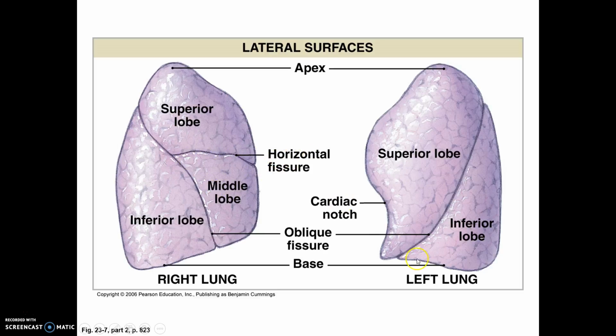So notice that I actually have what's called an oblique fissure, one fissure that separates 2 lobes on my left lung, but I've got 2 different fissures on the right. I've got an oblique fissure and a horizontal fissure, and these 2 fissures actually end up separating 3 different lobes. So my right lung has more lobes and more fissures. My left lung has less lobes and less fissures.